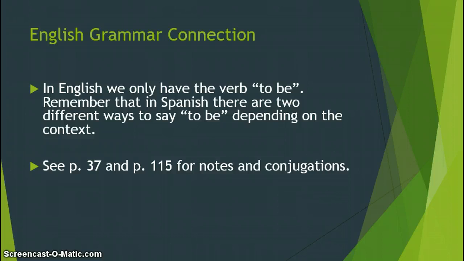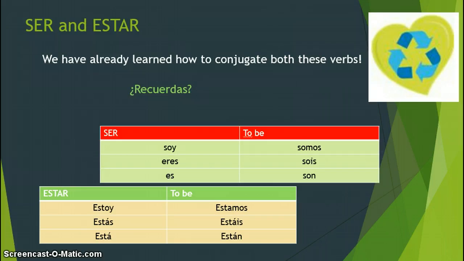Remember, we studied these previously on page 37 and page 115, so you might want to review your notes and conjugations accordingly. Good news is we've already learned how to conjugate both of these verbs, so we're going to recycle that information. ¿Recuerdas el verbo ser? Soy, eres, es, somos, sois, son. Both of these are irregular verbs. We need to remember the conjugations first. So that's step one, is knowing our conjugations.